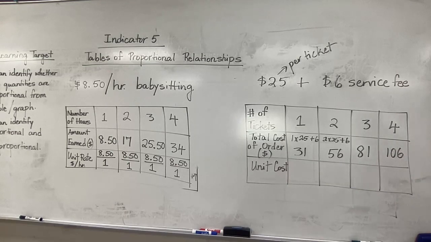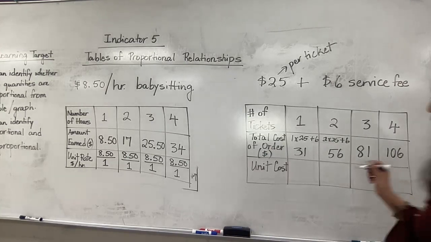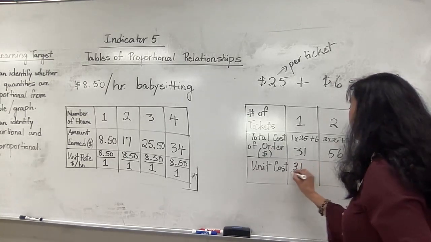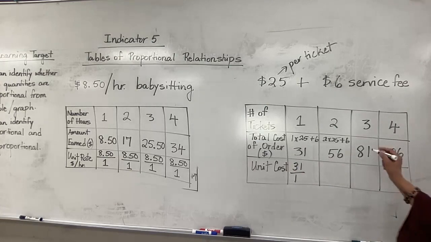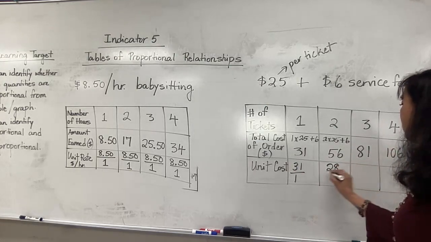Okay, so now let's see, are these proportional or not? What I'm going to have to do is again put the unit rate over here, and I can see that if I do 31 over 1, that's already the simplest form, right? So this rate, $31 for 1. All right, the second one, if I divide 56 by 2, I'm going to get 28 for 1.